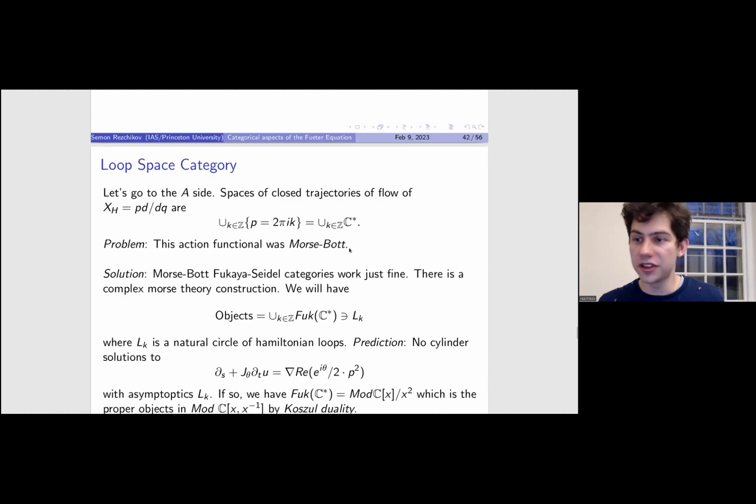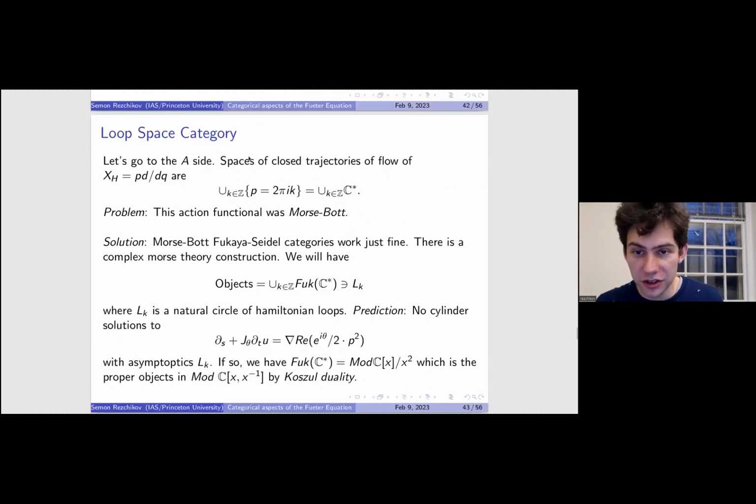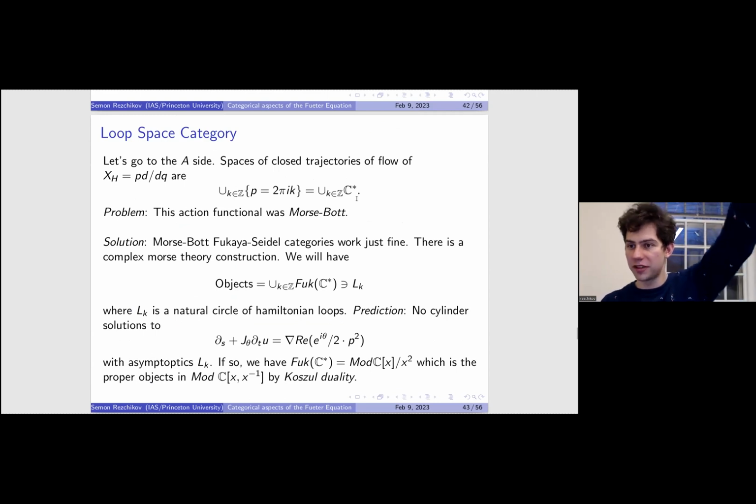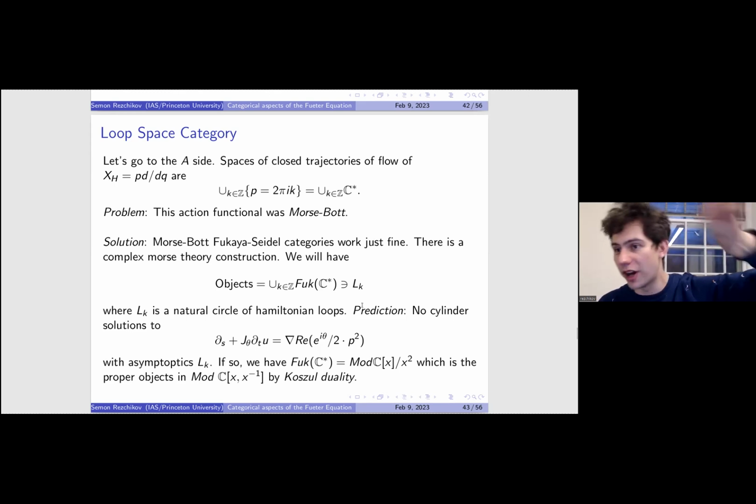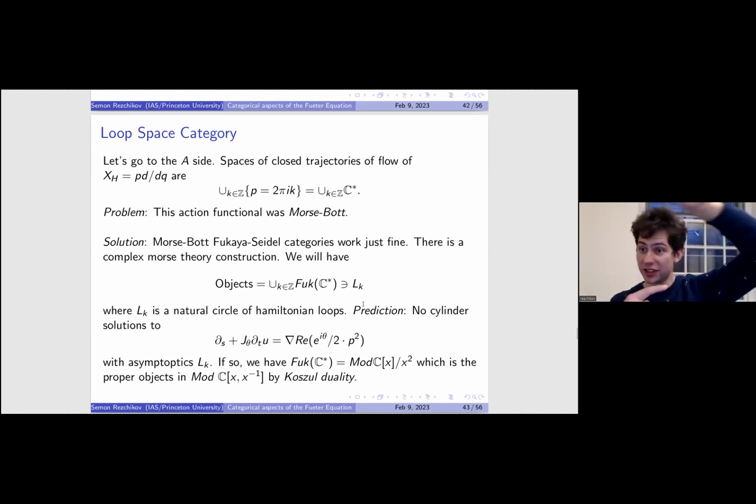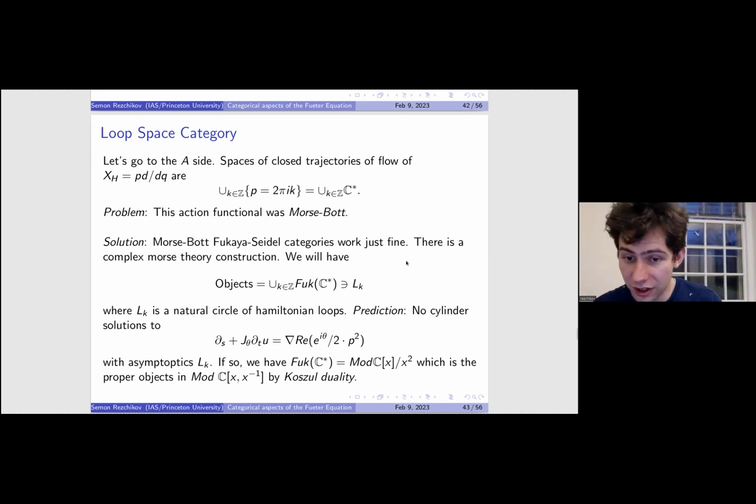And on the A side, you see what this should be. So the closed trajectories are lots of disjoint copies of C star. It's a Morse-Bott action functional. And then, well, this Morse-Bott complex, Morse theory, can be made sense of. You basically say the objects are the Fukaya categories of any one of the critical loci, and then the morphisms are given by still real gradient trajectories between these Lagrangians inside complex critical loci. And that basically works. So then from this, you should get that there shouldn't be any morphisms.